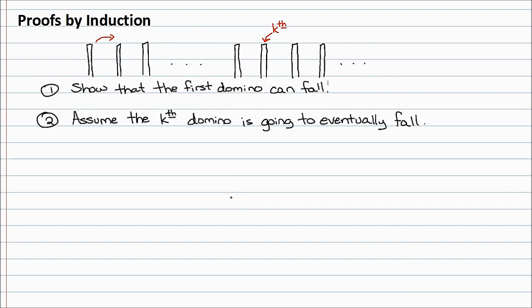Now this assumption is just that it will eventually be knocked over. So we don't know what happened prior to it other than the fact that we pushed the first domino. But we're going to assume that eventually this kth domino is going to start falling. Okay, and maybe it's because all the other dominoes are knocking into it. What we want to show is that because that kth domino is falling, the k plus first one must also fall. In other words, we go to the k plus first domino here, which is this one right here. We want to show that because the kth domino is falling, the k plus first one has to fall as well.